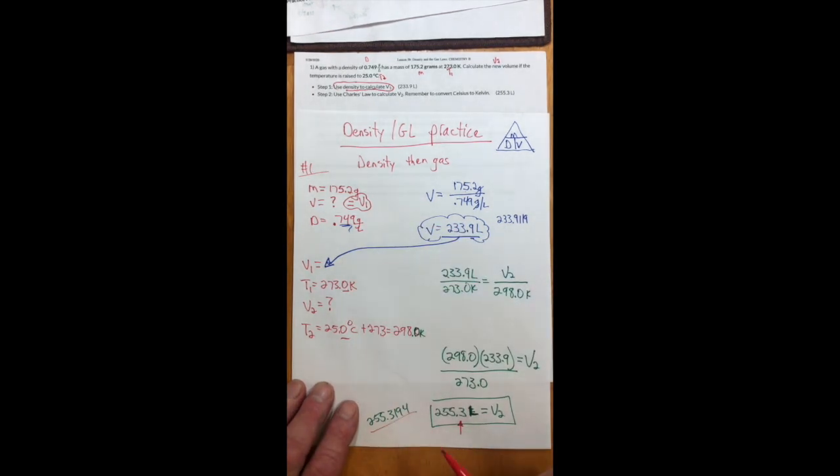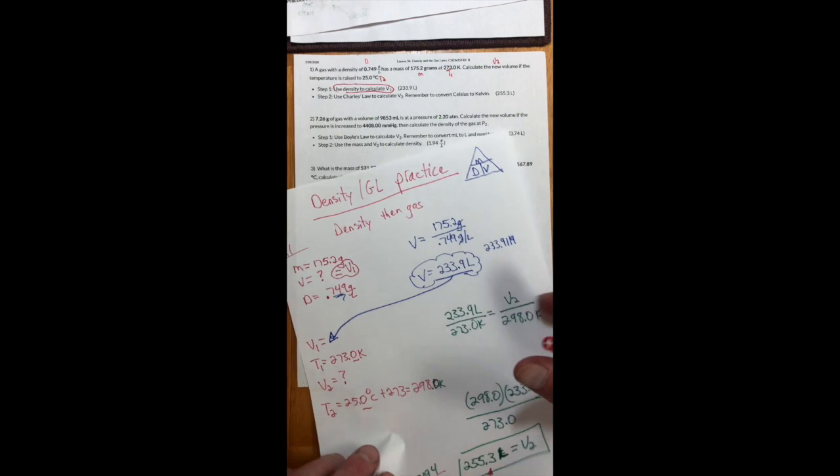And there's what I had to start with, 3194. So the 9 doesn't affect anything, and that leaves me at 255.3 for the volume on that one, okay?